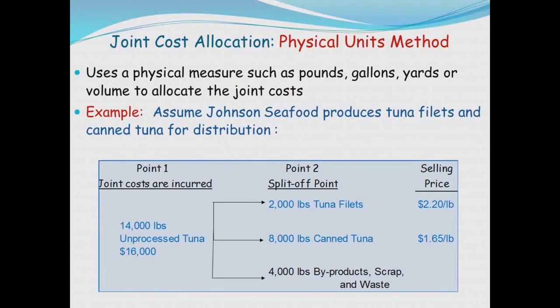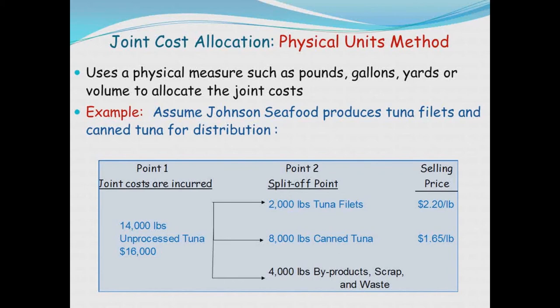Okay, we won't use a cow, we won't use oil, we'll use tuna fish. So you have 14,000 pounds of tuna, with an unprocessed value of $16,000. Then you have a split-off point, where you take the best parts and turn them into tuna fillets, a high-value product. You take the rest and turn it into canned tuna. 2,000 pounds go there, 8,000 pounds go there. That's only 10,000 out of your original 14,000. The other 4,000 pounds is byproducts, scrap, and waste. We're going to change this later, but for now, 10,000 out of the 14,000 are useful.